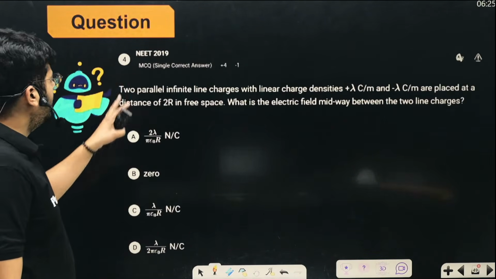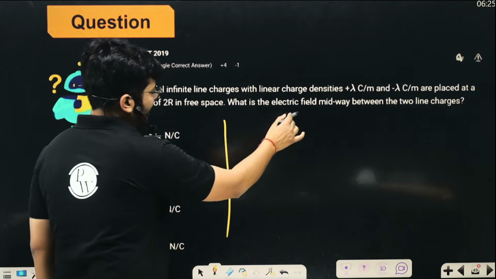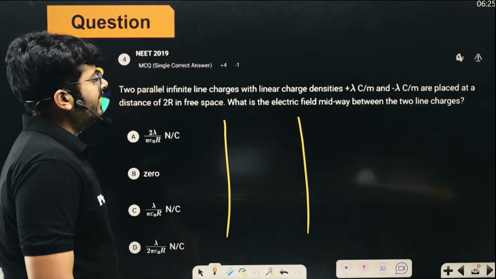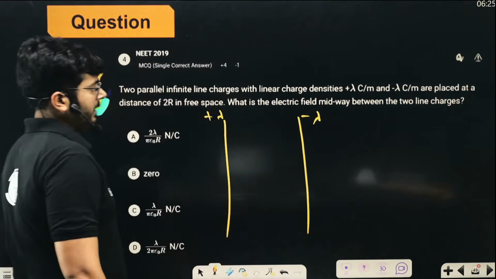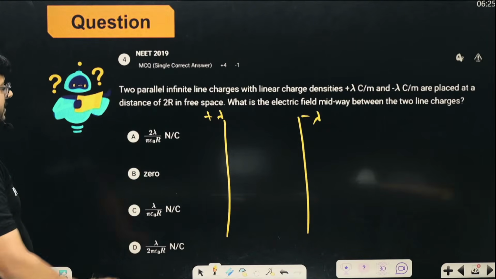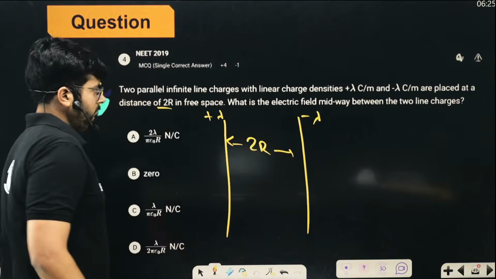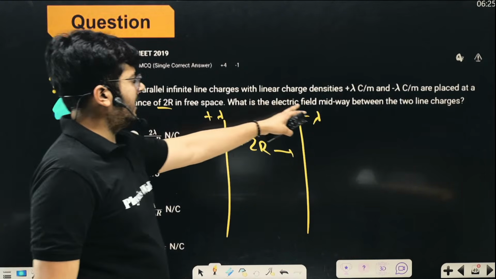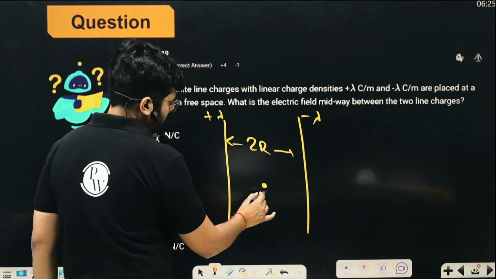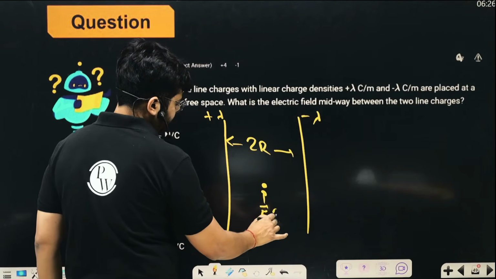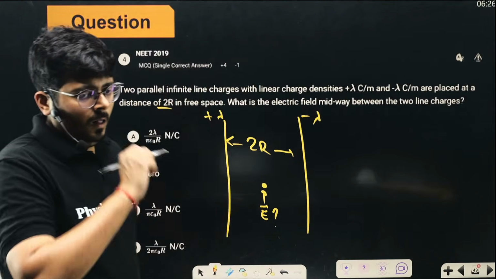Read this question. Two parallel infinite line charges with linear charge density plus lambda and minus lambda coulomb per meter are placed at a distance of 2r in free space. What is the electric field midway between the two line charges? What will be the value of electric field over here? Think about it.